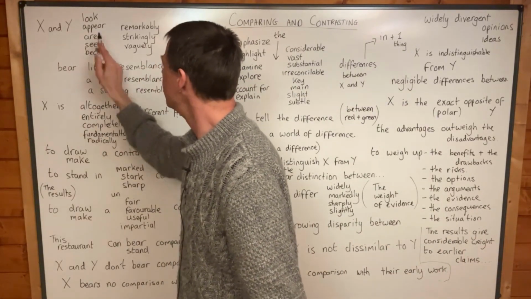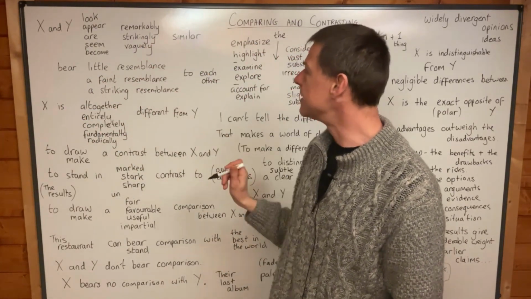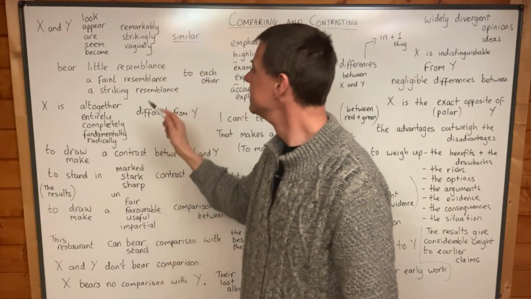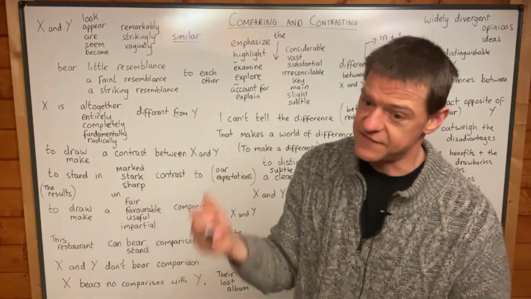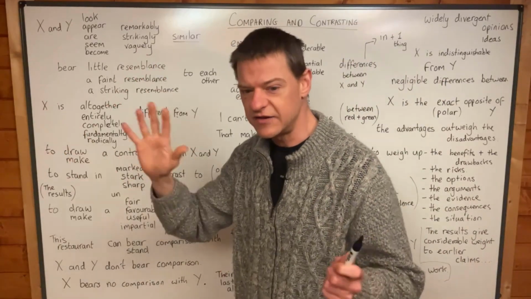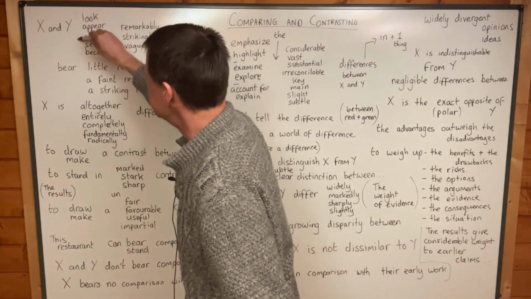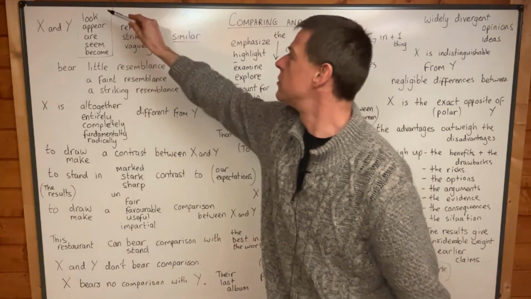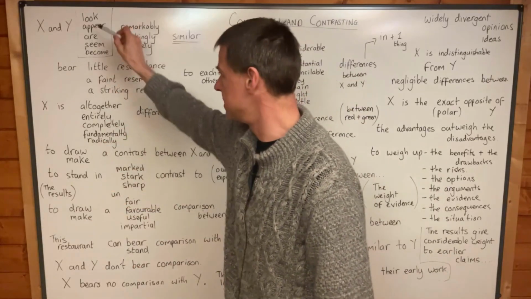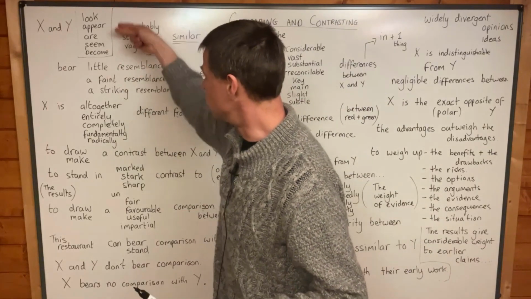X and Y look, appear, are, seem, become remarkably, strikingly, vaguely similar. So I'm trying to give you some adverbs that work with similar, and these work very well. Of course, remarkably and strikingly mean very similar. Vaguely means slightly similar. Remember this word vague: when it's not clear, it's vague. So vaguely similar. And notice that all of these are copular verbs, and that's because we need a copular verb when we use an adjective. I am hot. Only copular verbs will allow an adjective as the subject complement. So that's why they're all copular verbs.